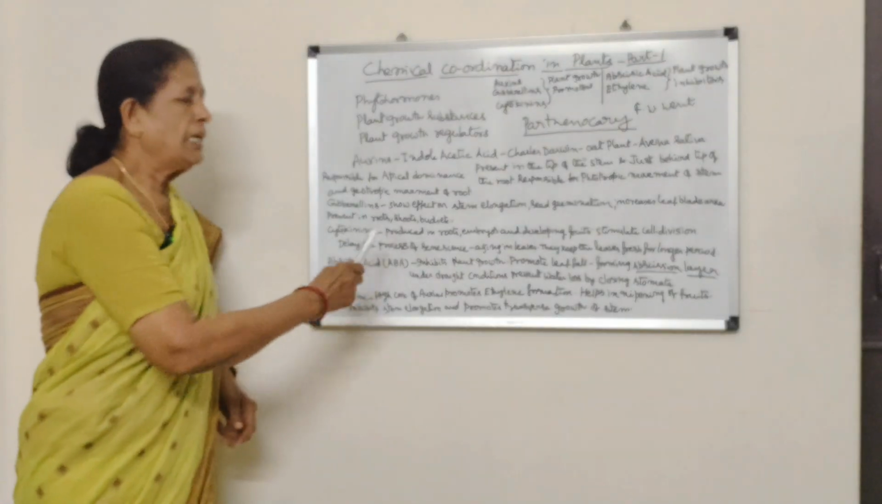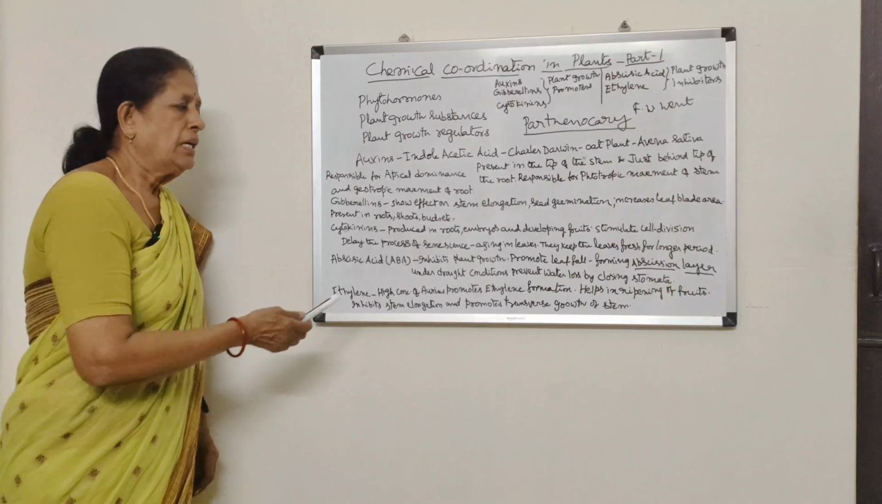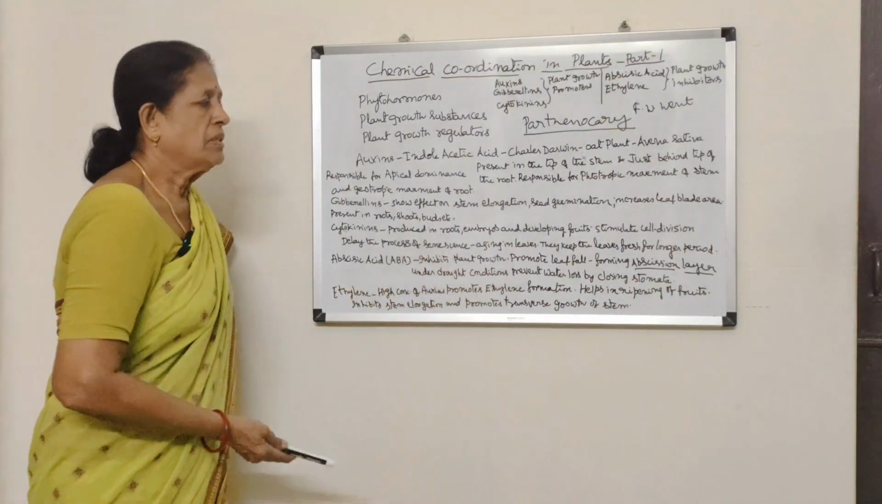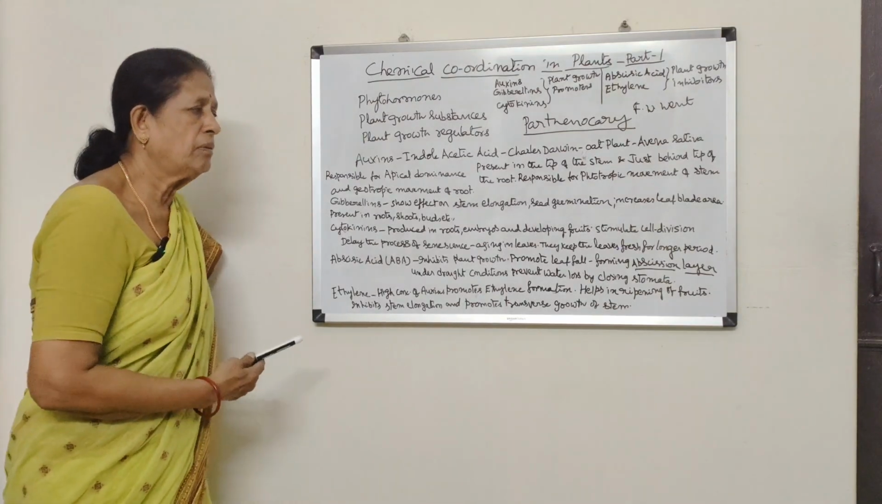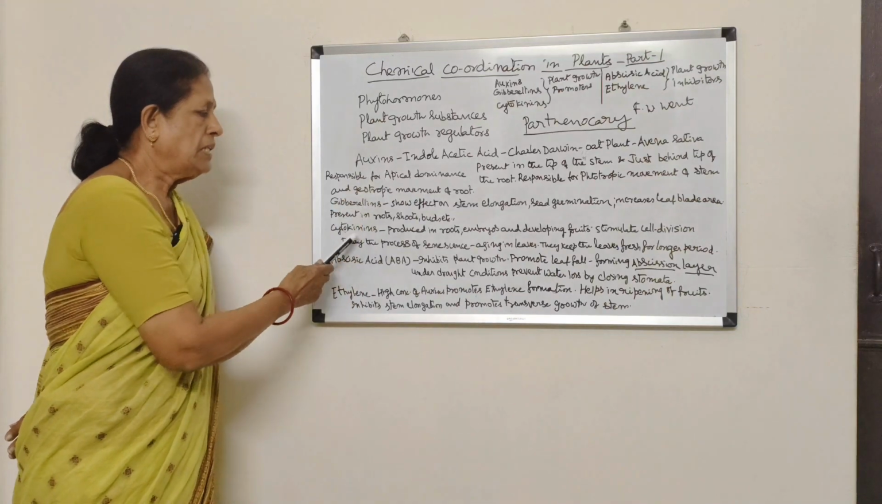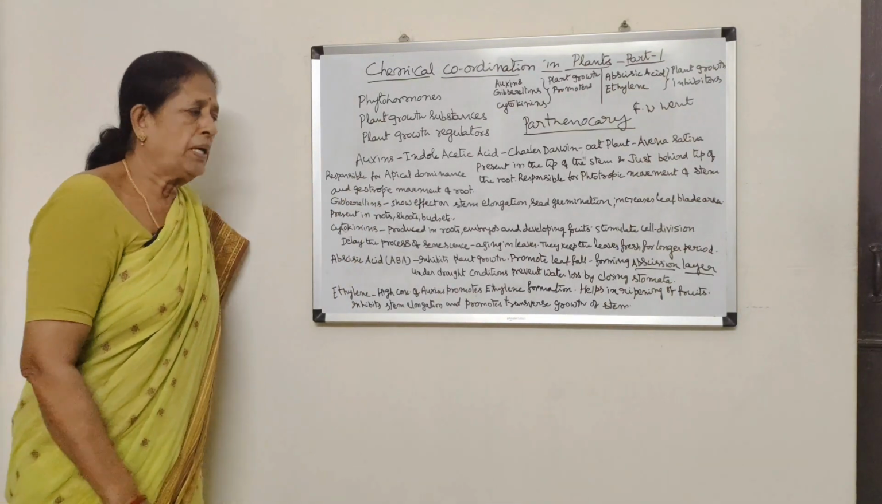And they delay the process of senescence. Senescence means aging process. Under the influence of cytokinins, the leaves and flowers are kept fresh for a longer period of time. So in this way, auxins, gibberellins, and cytokinins promote the growth of the plant.